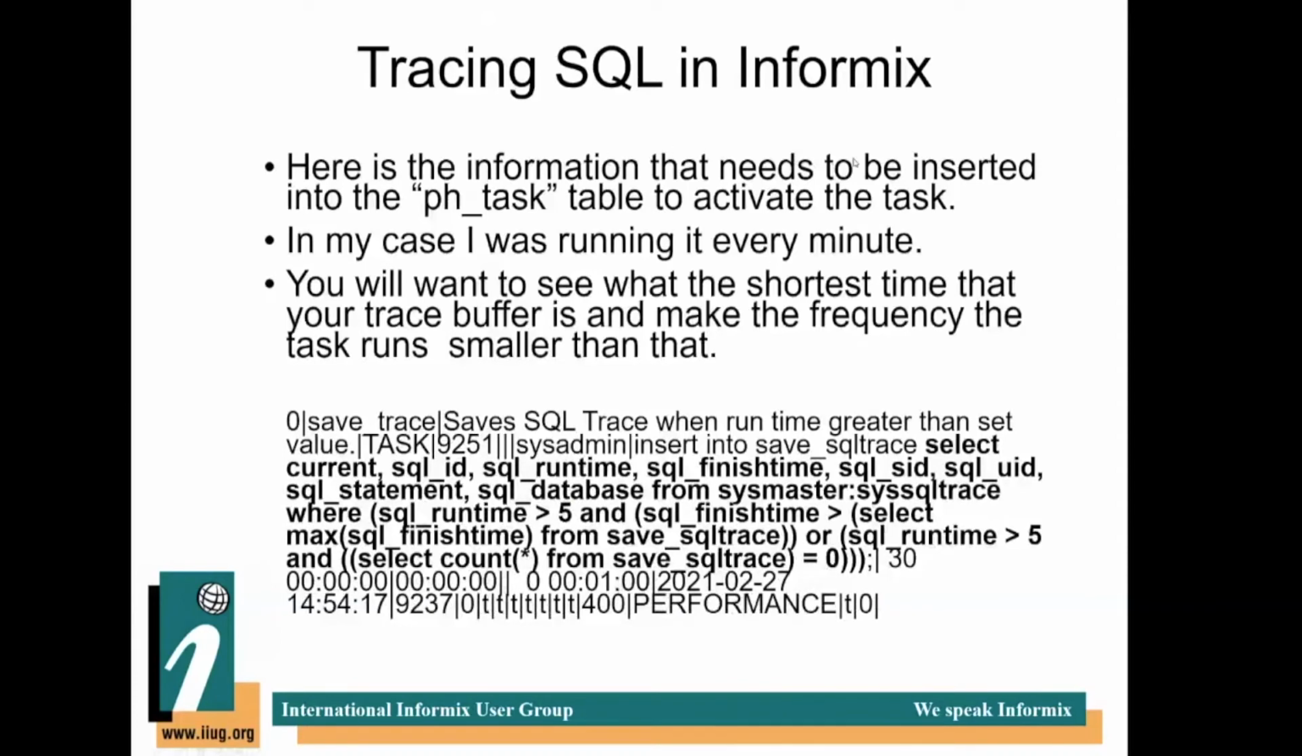Here's the information needed to be inserted into the PH task table to activate the task. In my case, I was running it every minute. You'll want to see what's the shortest time that your trace buffer is and make the task frequency run smaller than that. When you first run your onstat -g his, it shows how many seconds the trace buffer is. So let's say if it's 100 seconds, you maybe want to have this run every 60 seconds just to make sure you're capturing everything. And here's the SQL, the unload file that you would load into the PH task table to activate this.